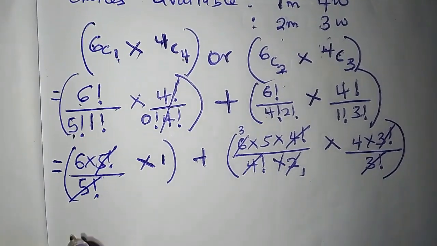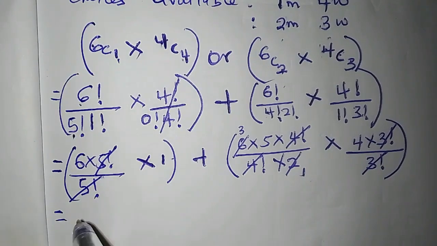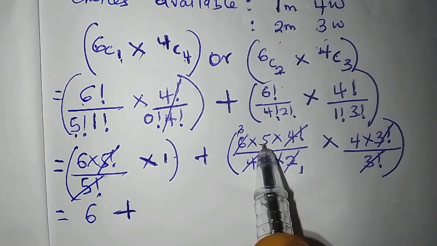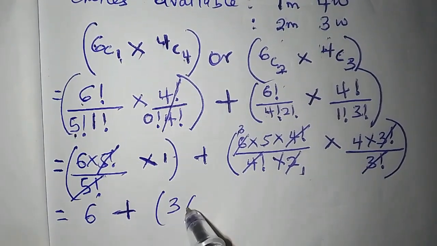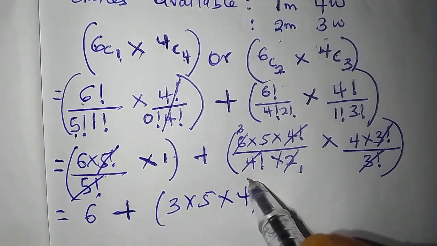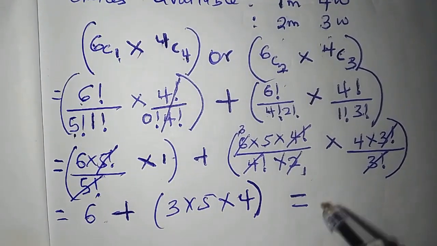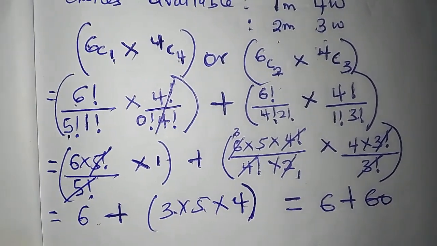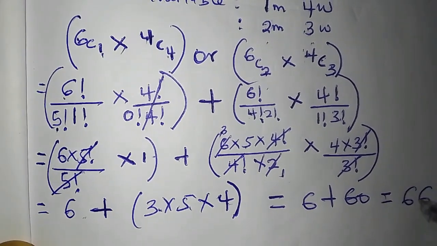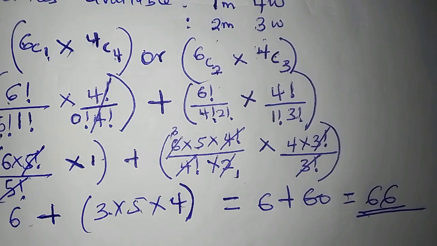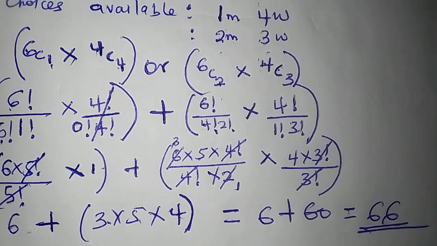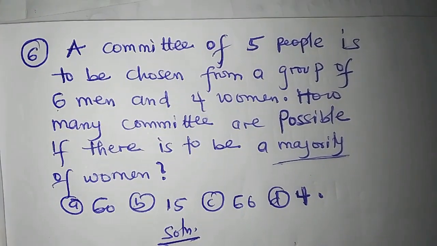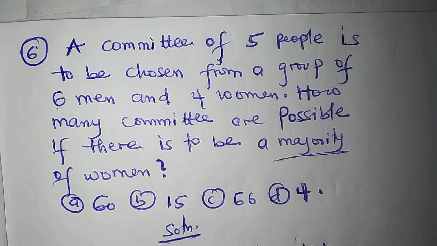So what we have now is 6 times 1, 6, plus, this is 3 times 5 times 4. 3 times 5 times 4. So this is 6 plus 3 times 5 times 4 is 60. And 6 plus 60 is 66. Therefore, the number of ways of choosing 5 people from 6 men and 4 women is 66 ways if there is to be a majority of women. That's for this very question.